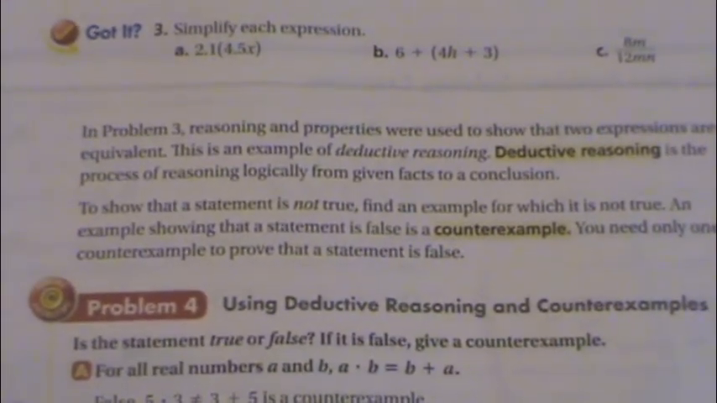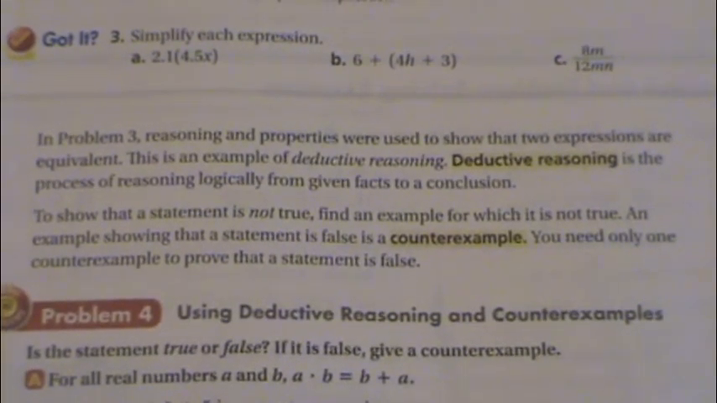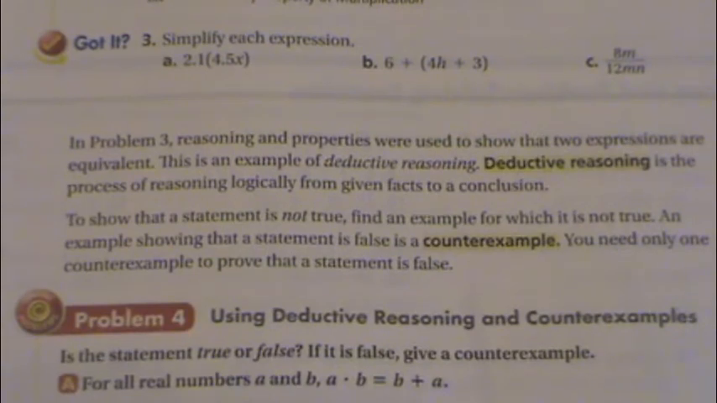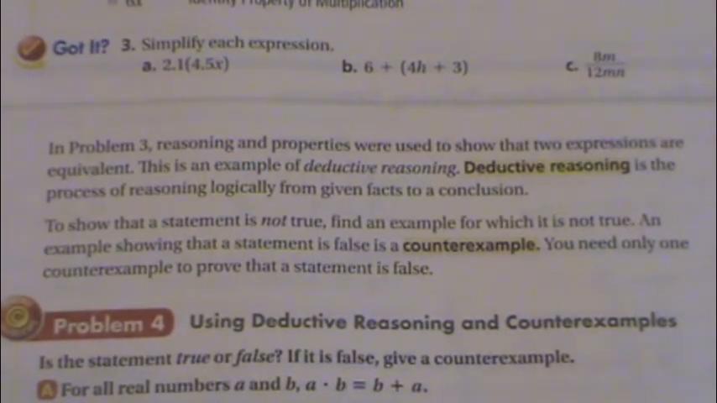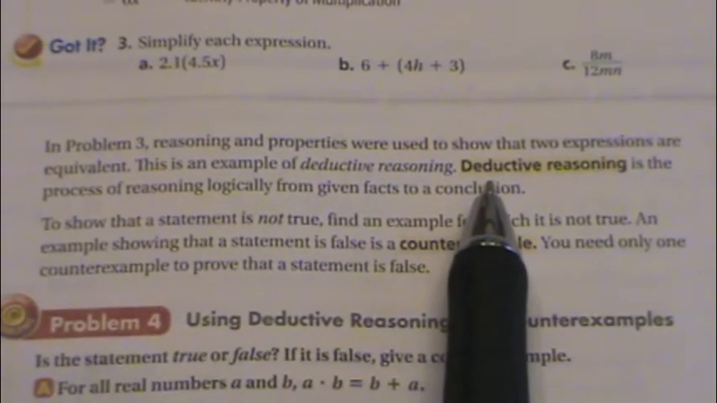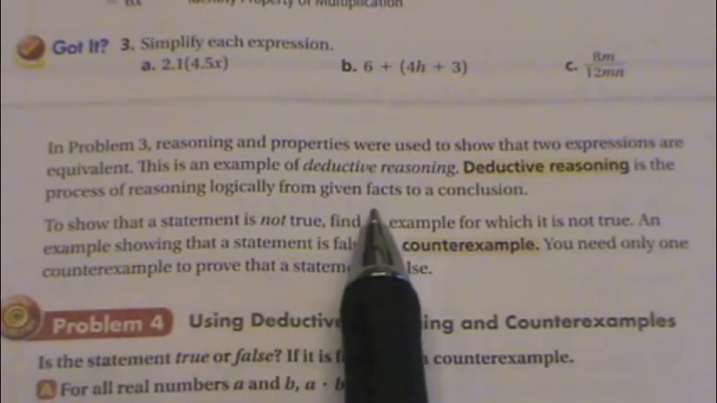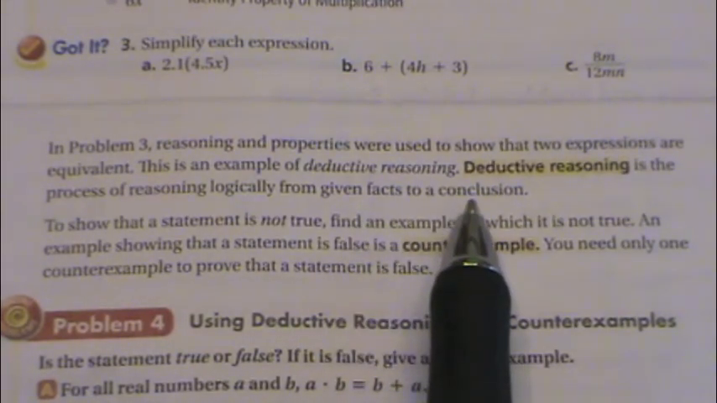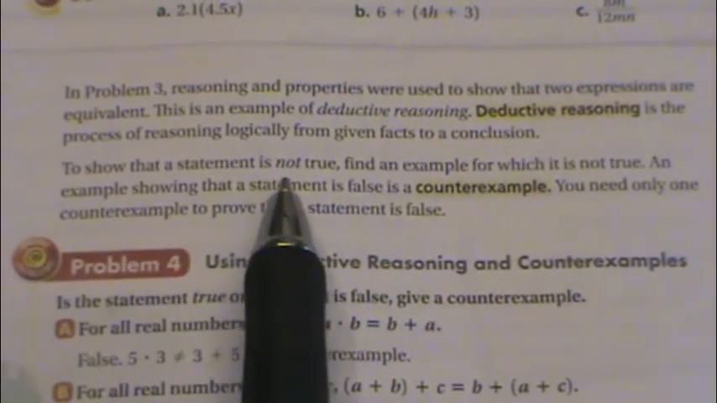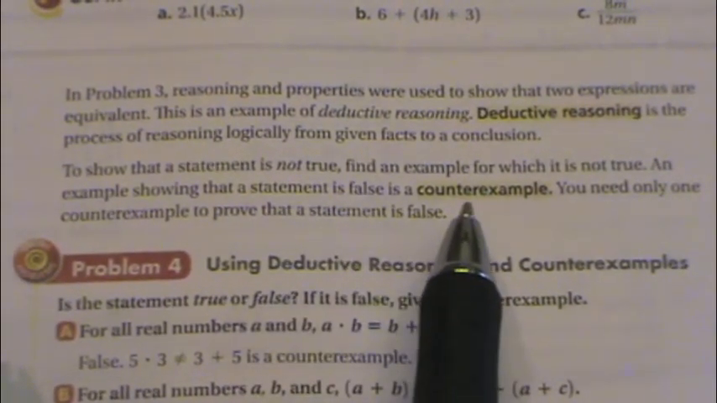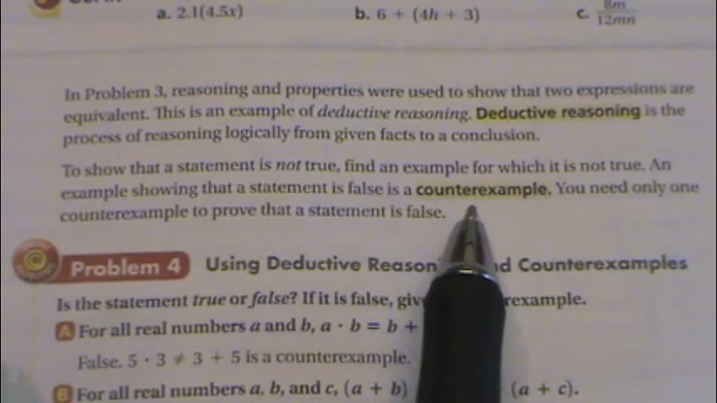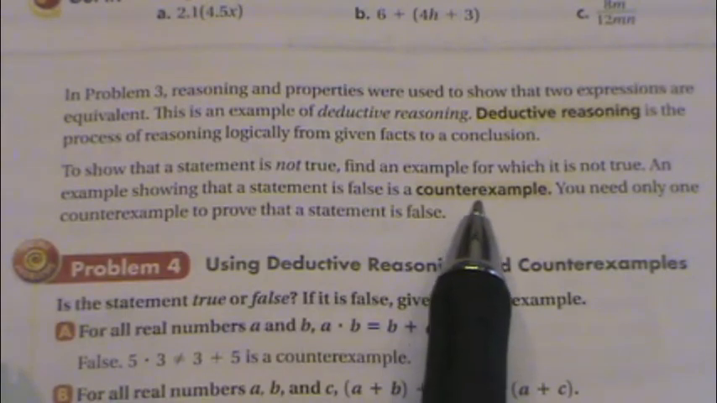Problem 4. We've got 2 other vocabulary words. I didn't put them on your list. I'm not sure that I feel you have to memorize them. I might change my mind later. Basically, you were using deductive reasoning in problem 3, which means you were logically going from the facts you had to a conclusion you didn't have. One way that you can show that a statement is not true is by finding a counterexample. A counterexample proves that something is false. This can be troublesome because, well, I'll show you.